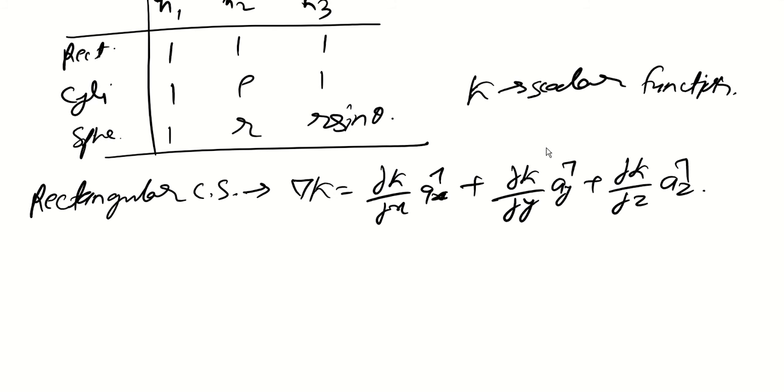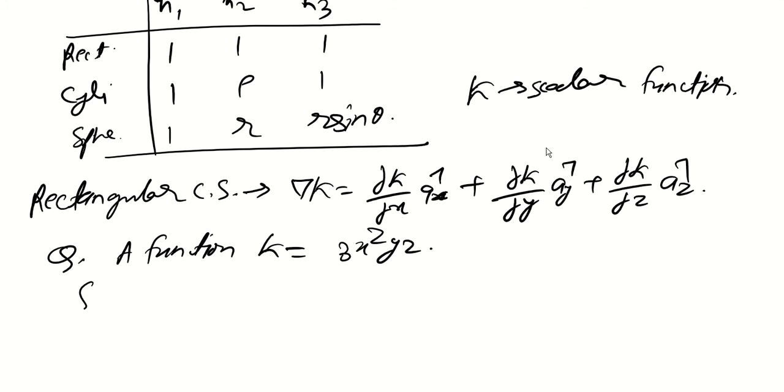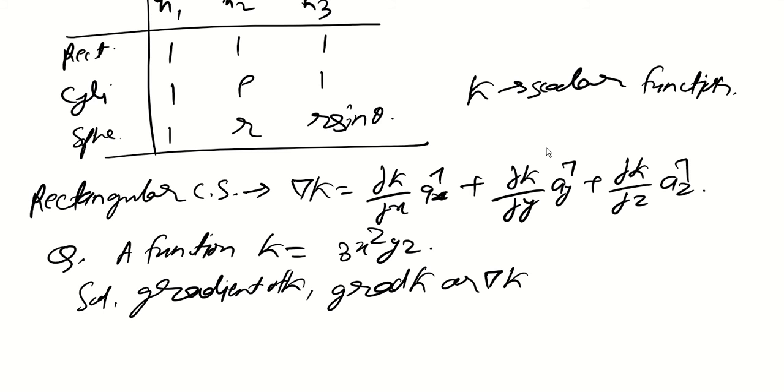Okay. Similarly, we will solve a question. Let's consider a function k is equal to 3x square yz. Find the gradient. So solution: gradient of k can be represented like this also, grad k or del k. So del k we know, dou by dou x ax plus dou by dou y ay plus dou by dou z az.